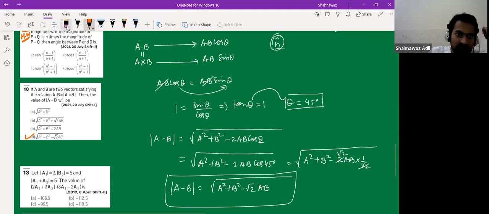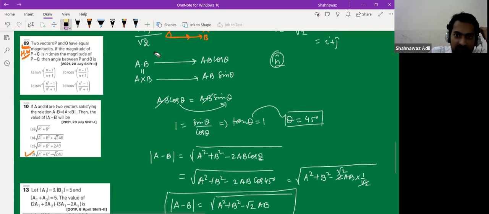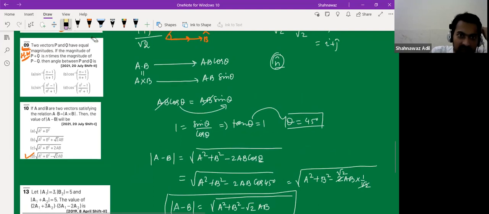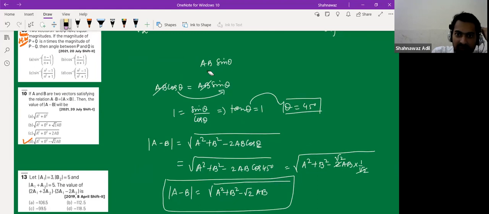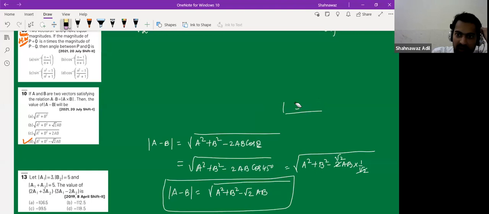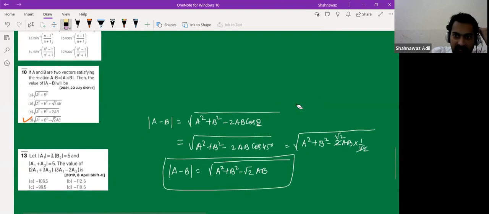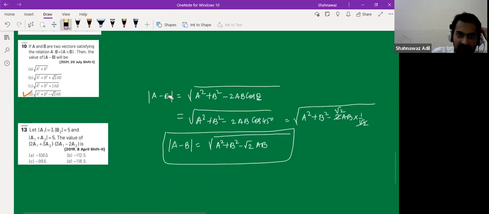So let us do this next question, and then your vectors would be over, right? So that is all we need to learn about the vectors. And in the future, when we meet the calculus part, then we can discuss the calculus also.